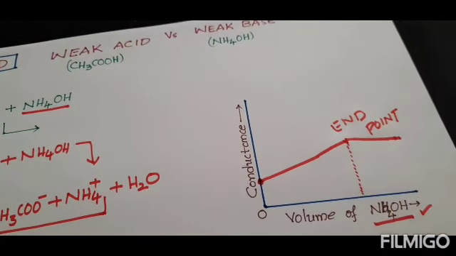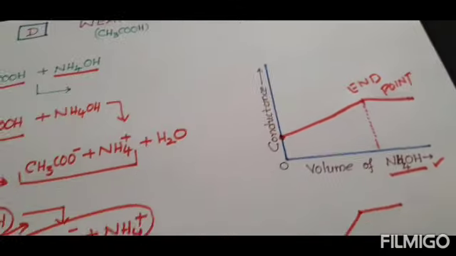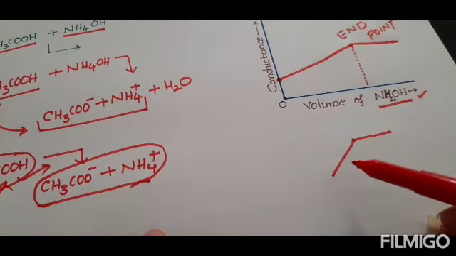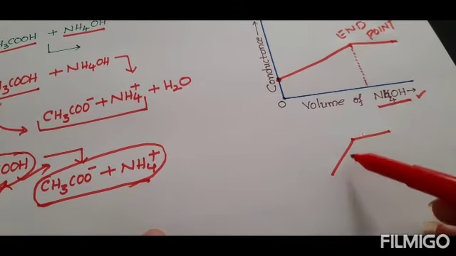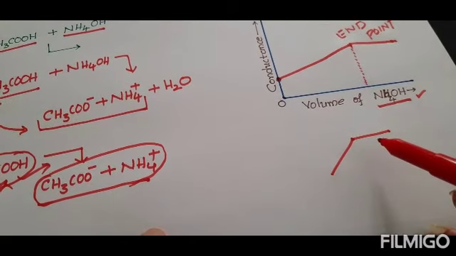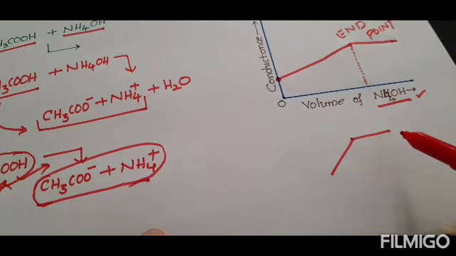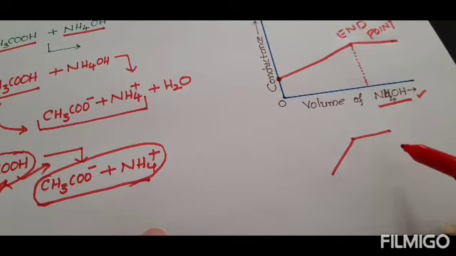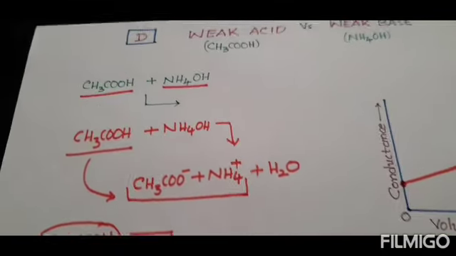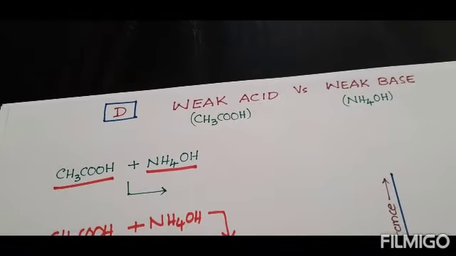So this is the curve obtained for this one. This is the curve. So the conductance increases up to the end point and then becomes normal after adding the NH4OH. This is the curve for weak acid versus strong base.